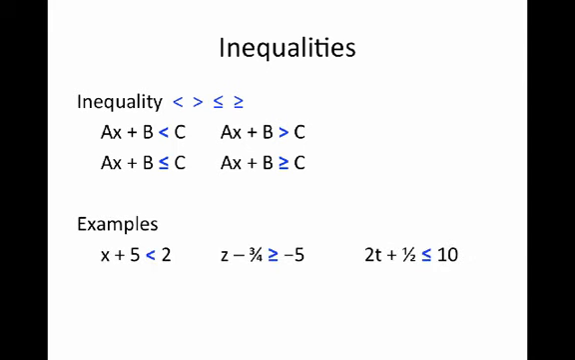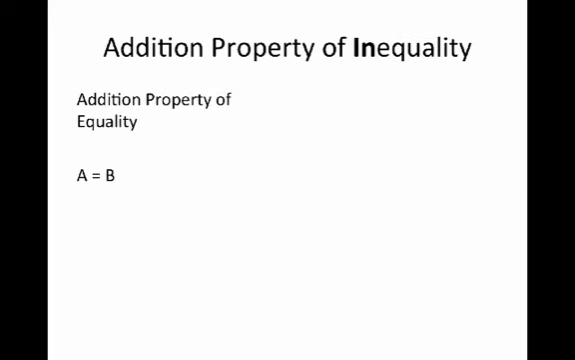Here's some examples. x + 5 < 2, z - 3/4 ≥ -5, or 2t + 1/2 ≤ 10.